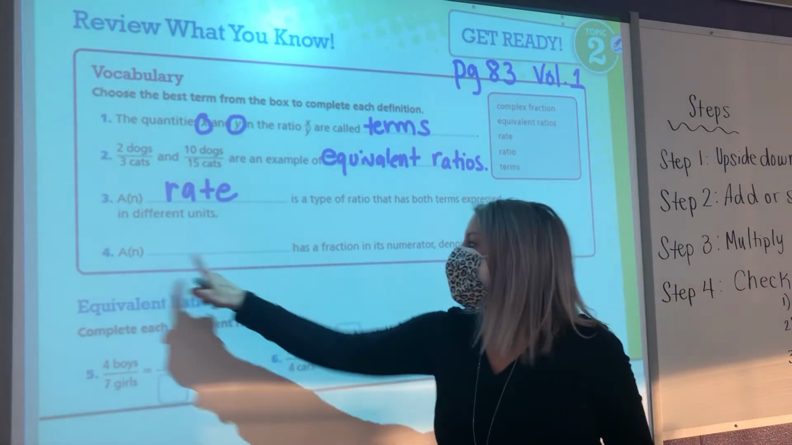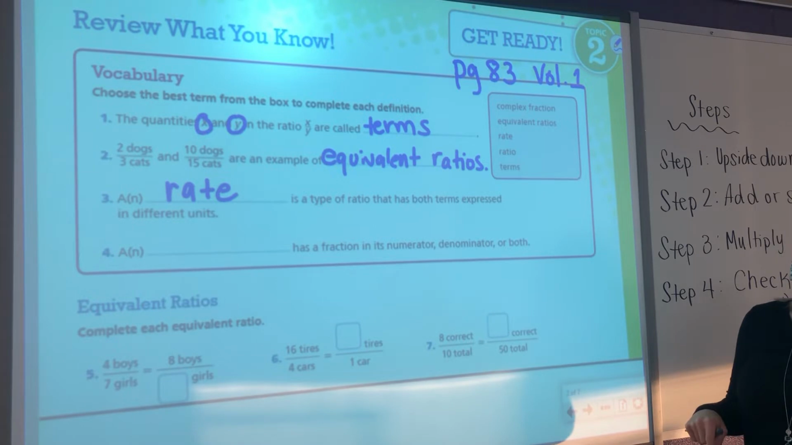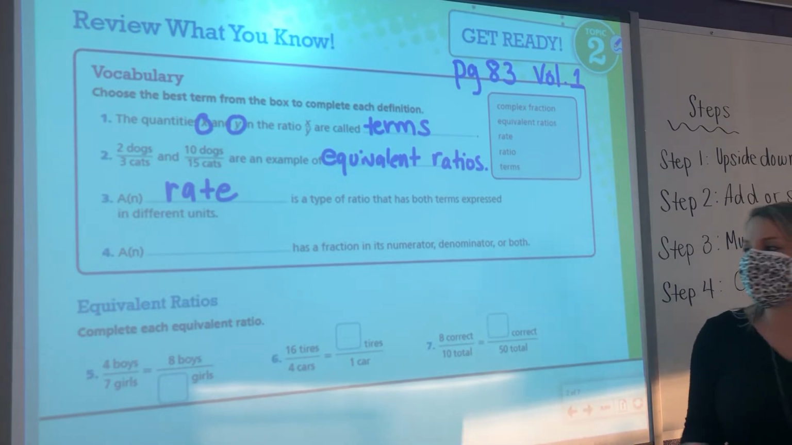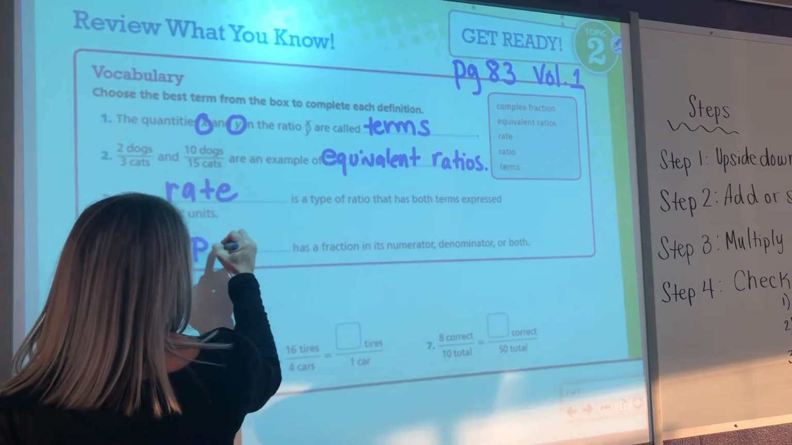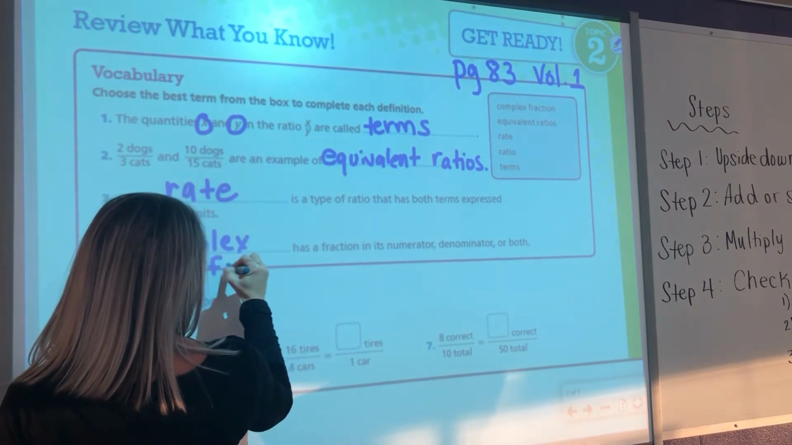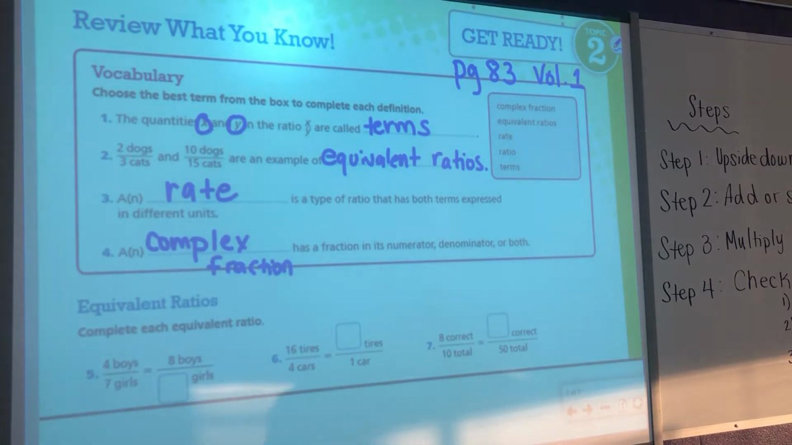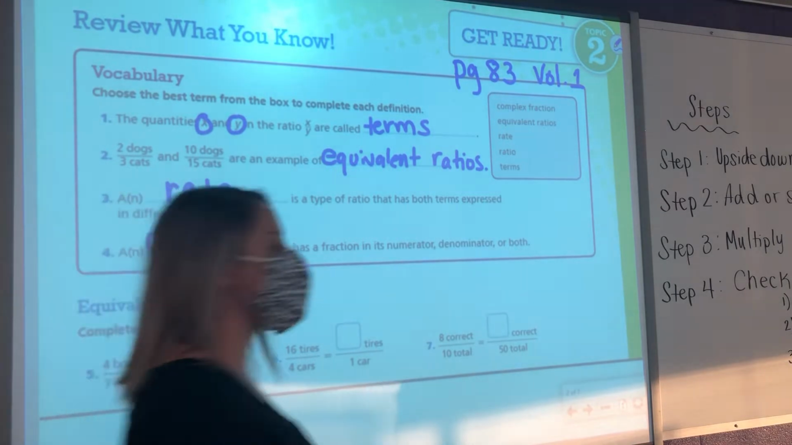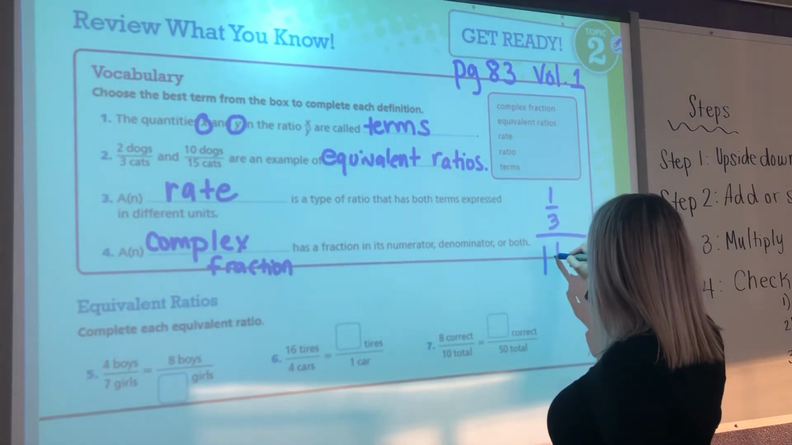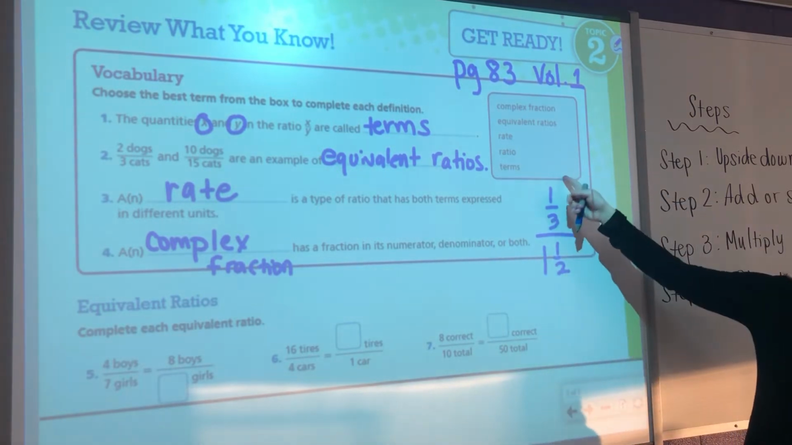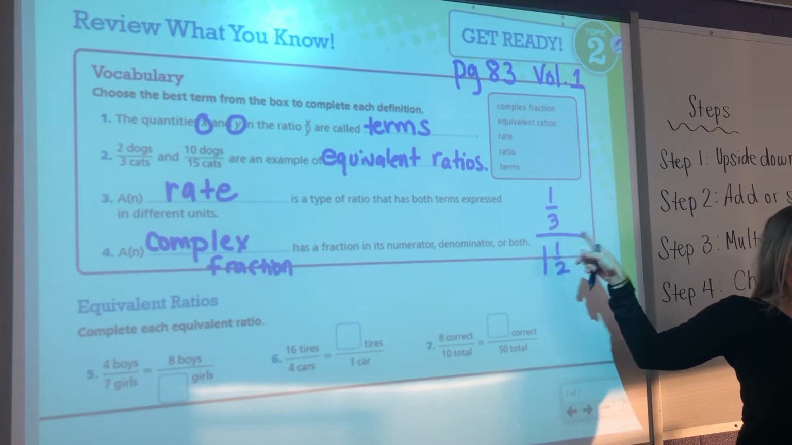And the last one, a blank has a fraction in its numerator, denominator, or both. Complex fraction. It says fraction, it's named something. And we talked about complex fractions. Do you remember? Okay. We talked about complex fractions when we were dividing fractions. It looked like this. Fraction as the numerator, fraction as the denominator, and we know that this bar just means to divide.